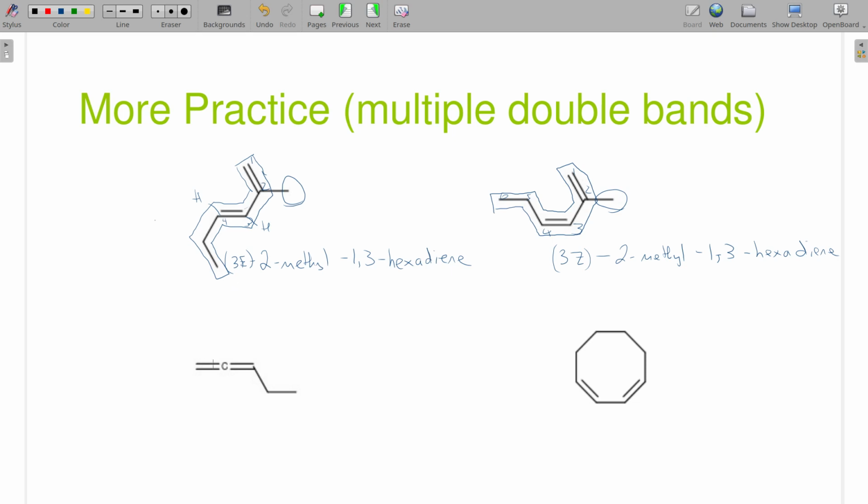Alright, next one down here, they're right back to back. 1, 2, 3, 4, 5. There really isn't a sister trans or E or Z here, because that's just a nice linear molecule. So this really is just pentadiene. And we do need to specify where they're at, so that is 1,2-pentadiene. Cyclooctadiene, 1, 2, 3, 4. So 1,3-cyclooctadiene.